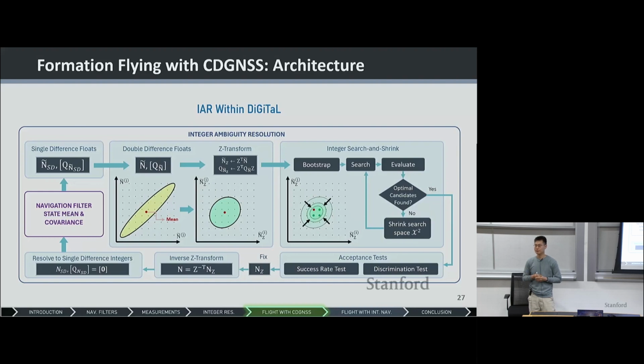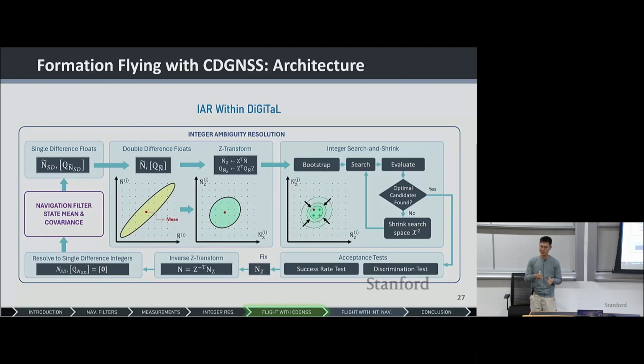Yeah. So let's say at a single time step, you're off in your integer by 1. That corresponds to like a 19 centimeter error in your measurement. Is there robustness built within DiGiTaL at the next time step when you're back to having your integers resolved well? Is there robustness built in to correct for that error and come back to the correct state? Or how does that work?